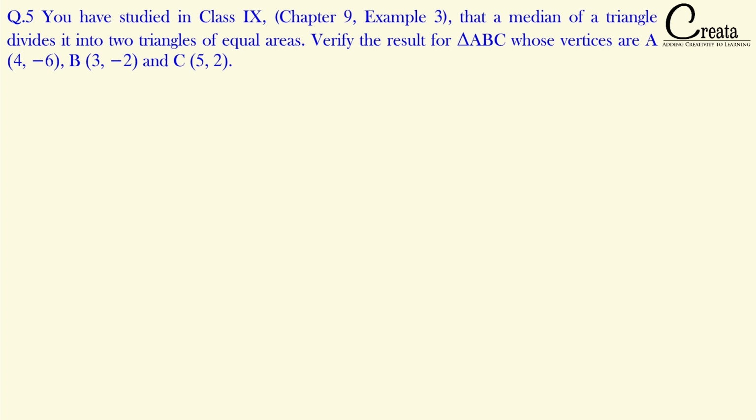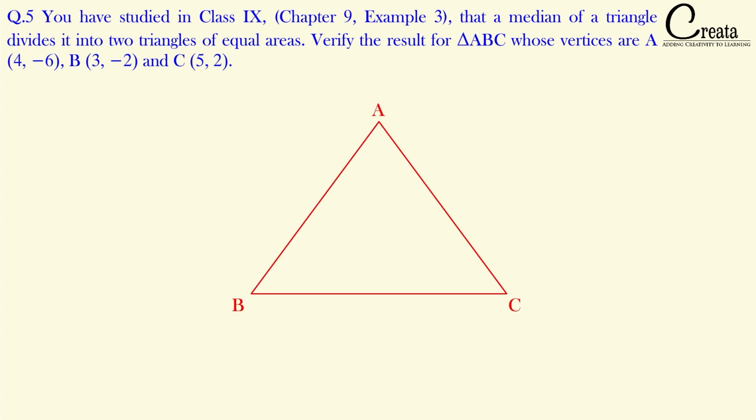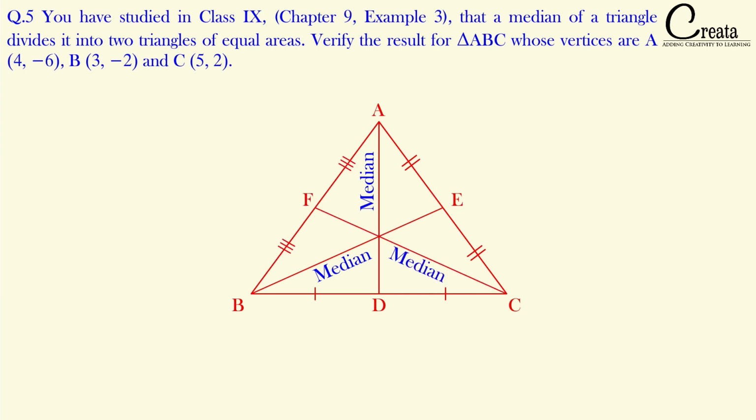So if we have a triangle ABC, and we draw a line from A to the midpoint of the side BC, that is point D, then this line segment is known as median. Similarly, if we join B with the midpoint of AC, that is point E, this is also a median. And this line segment FC is also a median. F is the midpoint of AB. So basically a triangle can have a total of 3 medians.